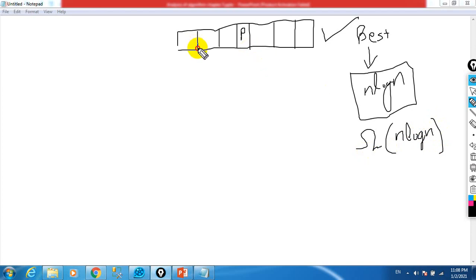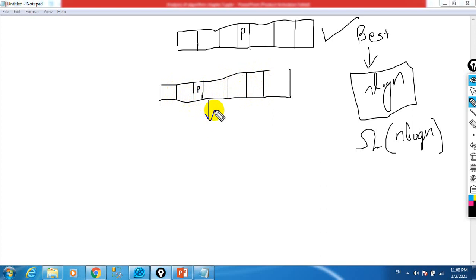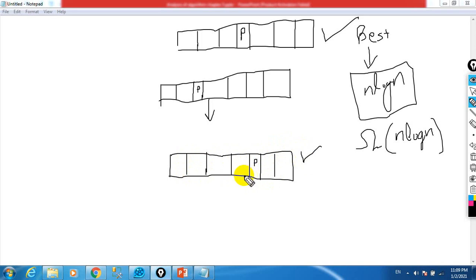Average case means that when we have the pivot element at a position where, for example, two elements are on one side and four elements are on the other side, the pivot element is not in the middle. This is the average case. For example, if I find the pivot element at this position, with two elements on the right and four elements on the left, this is also the average case. So the time complexity of the best case and the average case is the same.